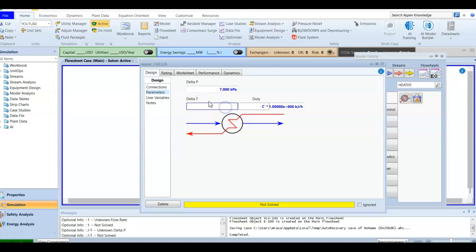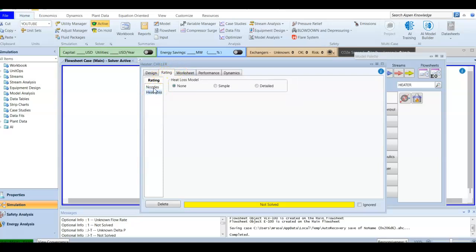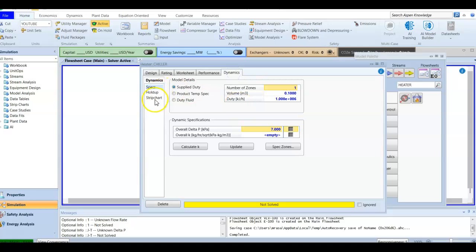So here, if you have information about the delta T, like we are increasing the temperature from 50 to 55, you can add this delta T here by adding the difference in temperature, or the amount of temperature that will be increasing. If we look here at the rating section, we have information about the nozzle and the heat loss, and both of them will be covered in the dynamic simulation. So usually the rating section or the sizing section and the PF section will be covered with the dynamic. So the dynamic over here. Okay, so this is the advanced simulation.